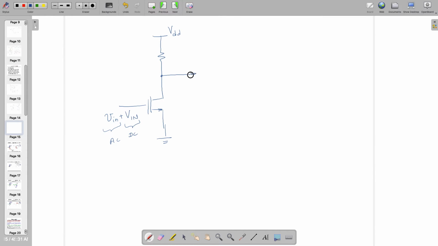So then, if I want to find out the gain, I need to find out the current flowing through this one. Or you can say, can we write out V out? What will be the V out? VDD minus ID RD, right? That's okay, right? So you are just following the KVL. So VDD minus ID RD is equal to V out.